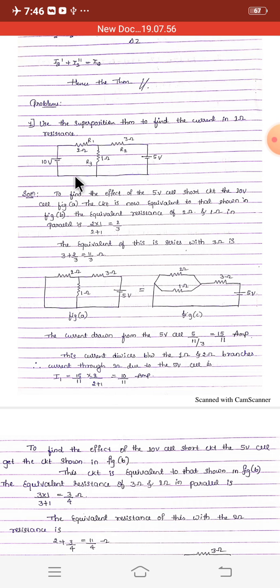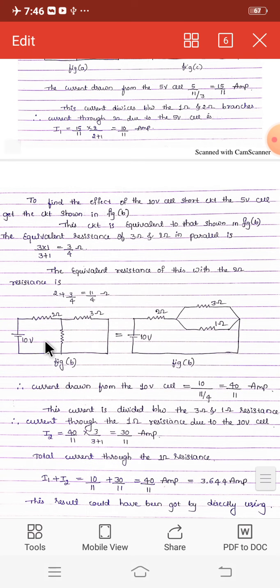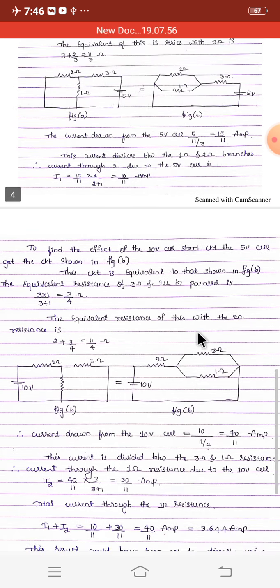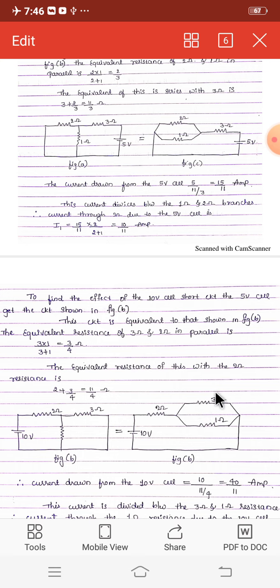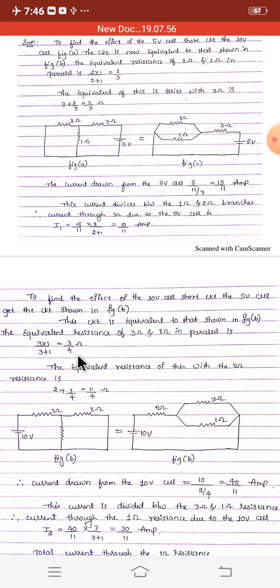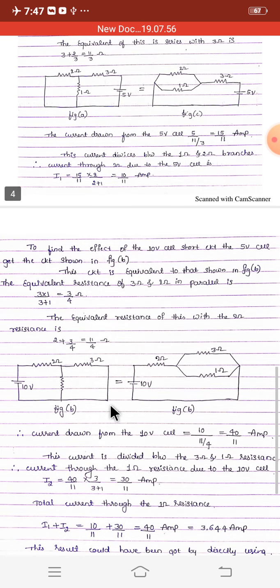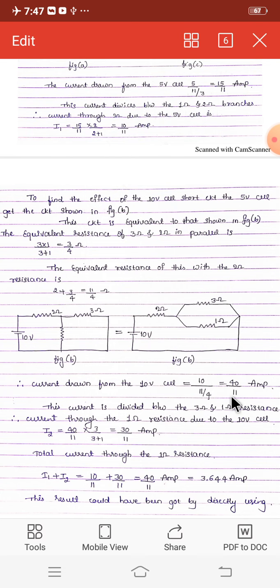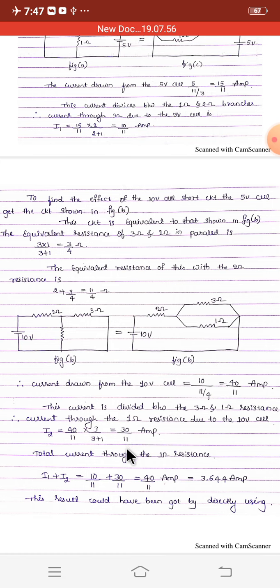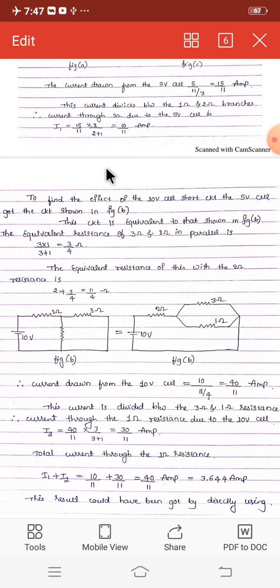Similarly in this mesh also, whenever we are taking 10 volt, what will happen? 3 and 1 become parallel. Similarly, solve the resistance here. Parallel means 3 into 1 divided by 3 plus 1, that is 3 by 4. Series with 2 means 11 by 4. So I equals E divided by R, 40 by 11. This into the current flowing in parallel, that means 3 divided by 3 plus 1, gives 30 by 11. So this plus this becomes 3.66.